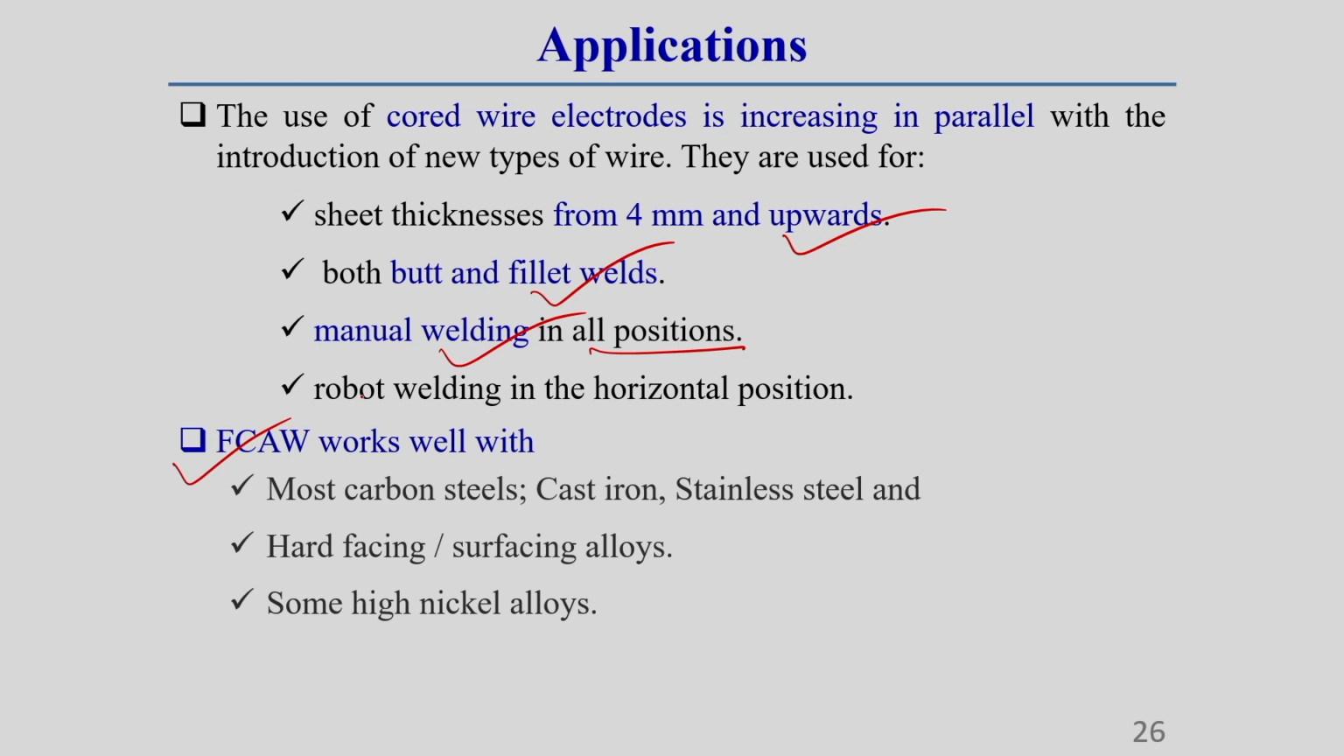Flux core arc welding is generally used on carbon steel, cast iron, and stainless steel. It can be used on high nickel alloy. It can be used in hard facing and surfacing alloy also. So, this is all about the flux core arc welding process. Thank you.